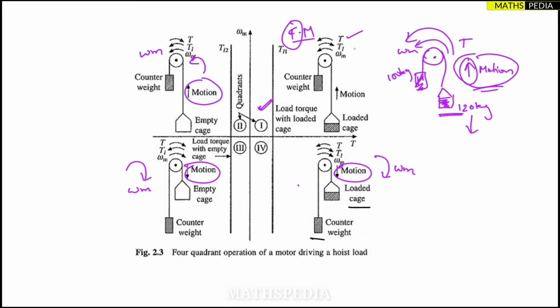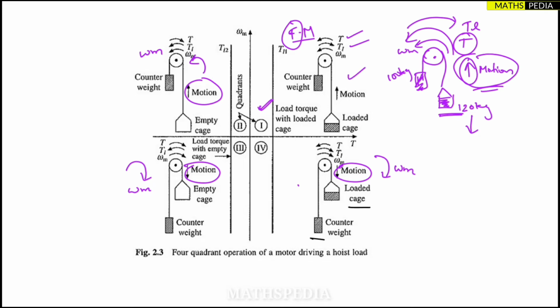Okay, now what is TL? TL, always remember, it will be opposite of this torque. That means it will be opposite of this thing, TL. If T is anti-clockwise, TL will be clockwise. That's it. This thing you remember. So we have finished with the first quadrant. Let us go for the second quadrant.